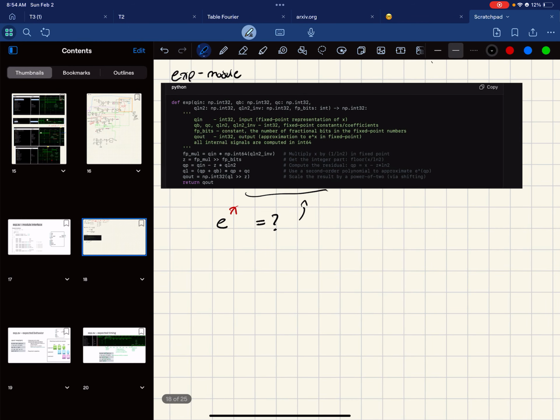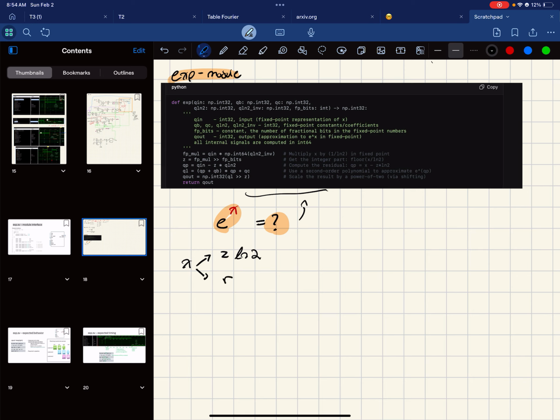Alright, so the idea here is I'm given an exponent module and I'm trying to find the answer of that exponent module. But how does it actually work? The idea is I'm given a number x and I'm asked to raise e to the x. Before I do this, I'm going to take x and split it into two components. The first component is going to be z ln 2, and the second component is going to be the residual.